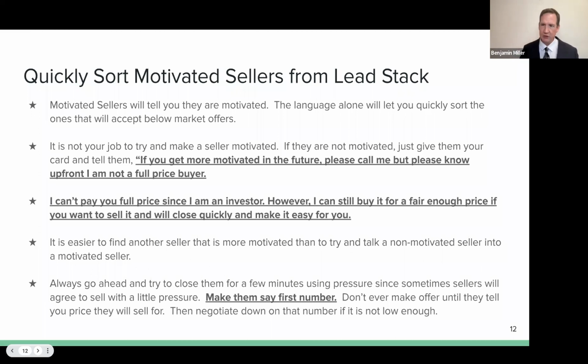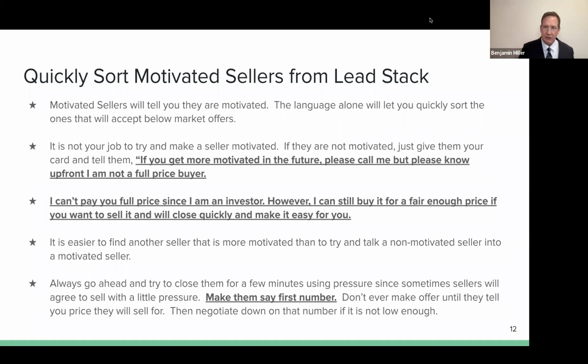So what you can do is give them one of your cards, or say, if you get more motivated in the future, please call me, but please understand that I am not a full price buyer. I can't pay you full price since I am an investor. However, I can still buy it for a fair enough price if you want to sell it, and I will close on it quickly and make it easy for you. It's easier to find a different seller that is more motivated than to take one that's only a little bit motivated and make them become motivated.